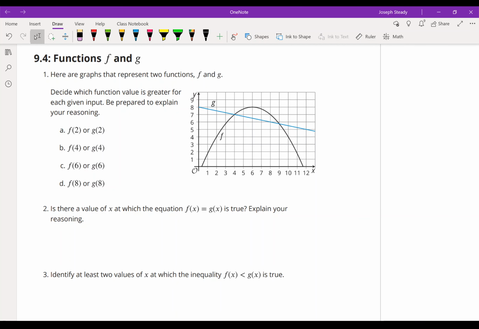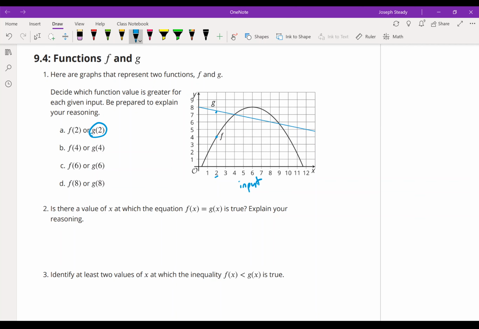The last problem here gives us one more graph with two functions on it, f and g. And the first question we are asked is to decide which function value is greater at a given input. So on the first one, we're looking at f of 2 and g of 2. Which one is bigger? So I'm going to look here. When my input, remember which is down here, my x values, when my input is 2, f is down here at 4, and g is up here at 7.5, so g of 2 is bigger.